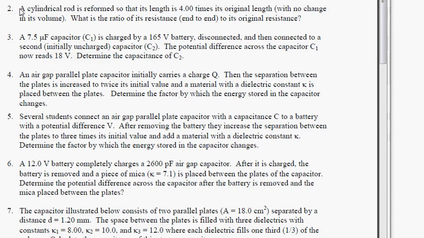So let's try number 2, which has a cylindrical rod which is reformed so its length is 4 times the original length with no change in volume. And then we want to say what is the ratio of the resistance end-to-end to its original resistance.